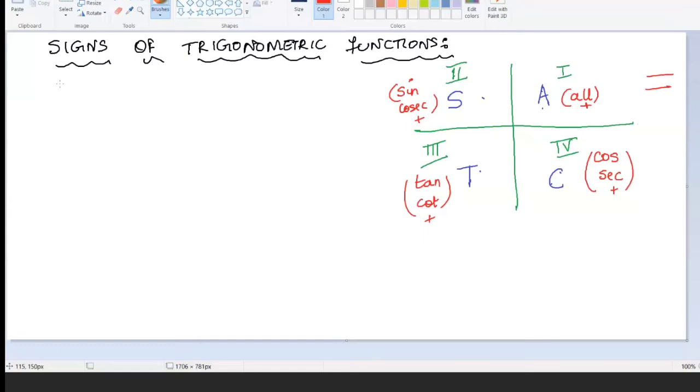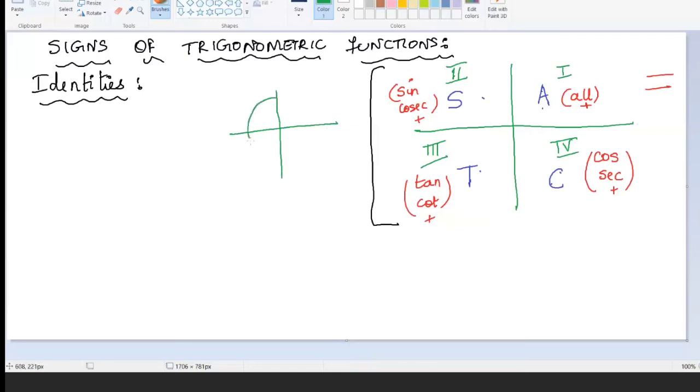identities. These identities you have already learned in your lower classes. Let us once again recall the identities. So signs of the trigonometric functions, you are writing this part. Now we are going to identities. Underline identities. For this, I require a small figure. So just draw a small figure and one circle: that is the x-axis, y-axis and a small circle.